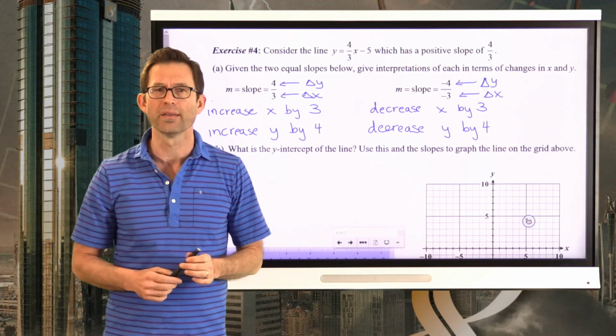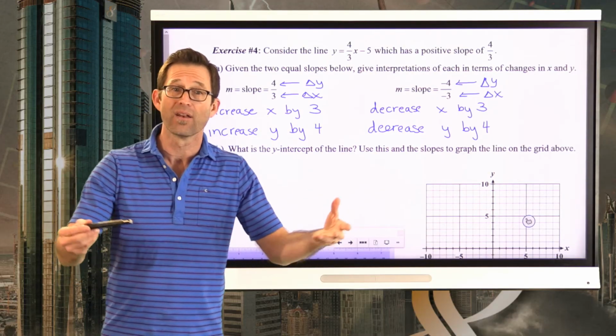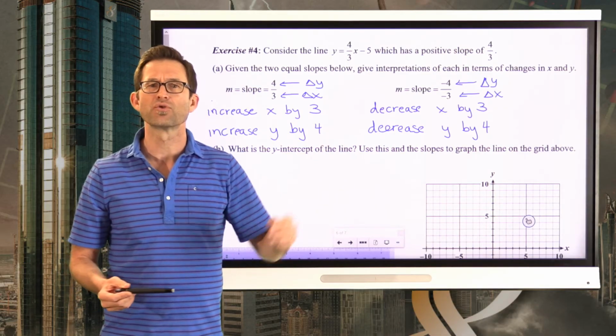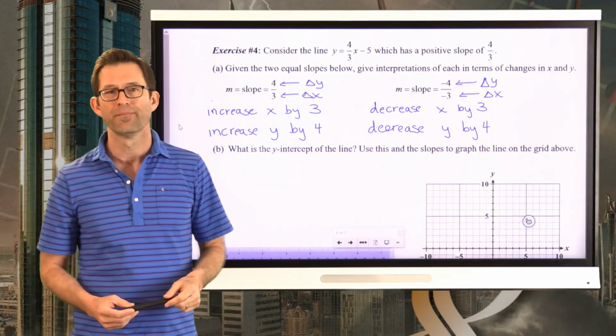We're really used to lines where we've got a number added on at the end, and that number added on at the end is the y-intercept. Here I have a number subtracted. So what's going on with that? Well, let's take a look in letter B.